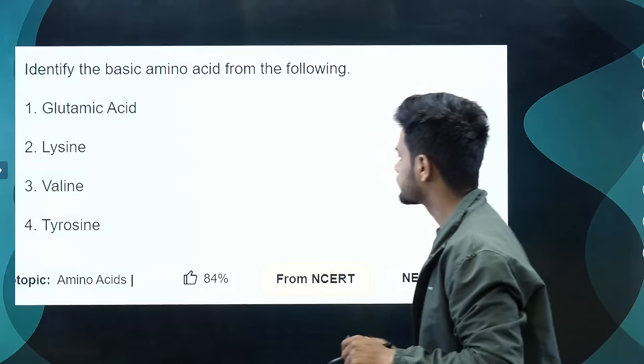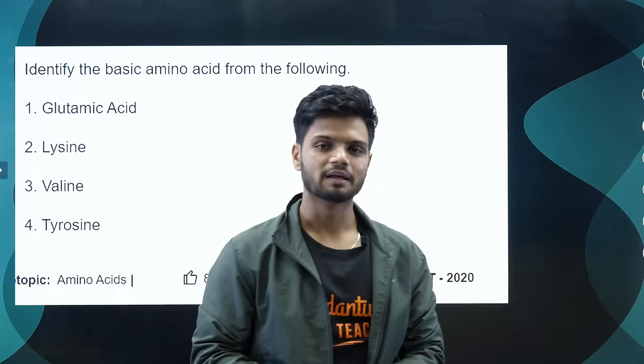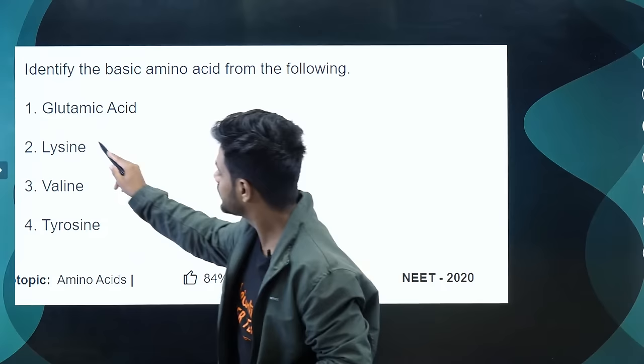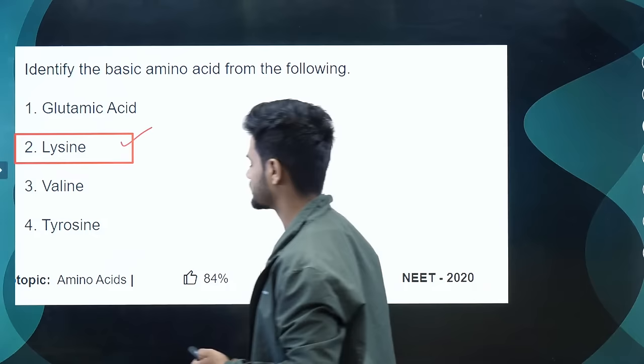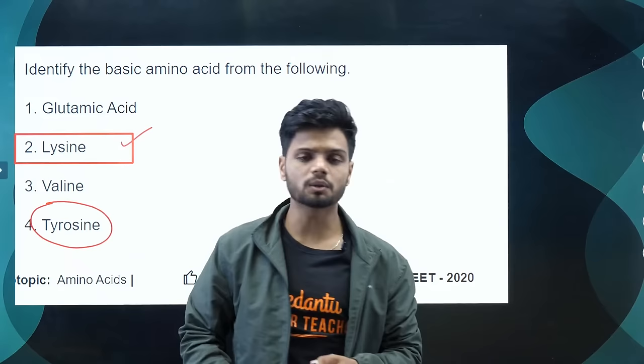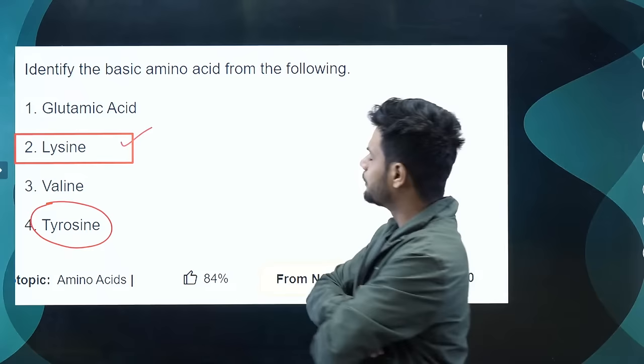Okay, now identify the basic amino acid from the following. Easy question. Tell me in the chat quickly. The answer is very simple. It is lysine as well as arginine and histidine. But only one is given here. That is lysine, the answer. Now tell me in the chat, what about tyrosine? Is it an aromatic amino acid? True or false? What about glutamic acid? Glutamic acid is an acidic amino acid.